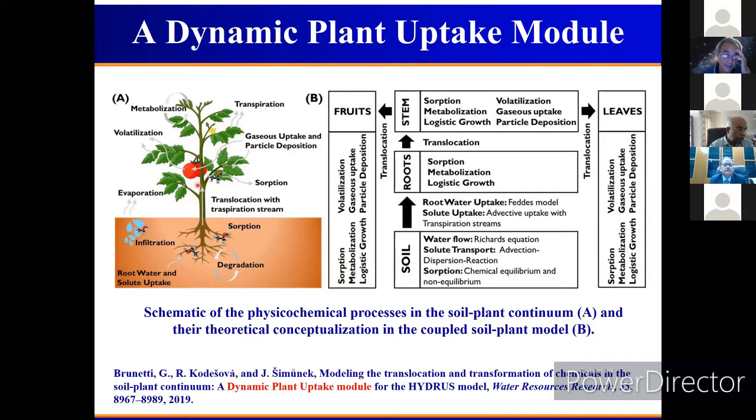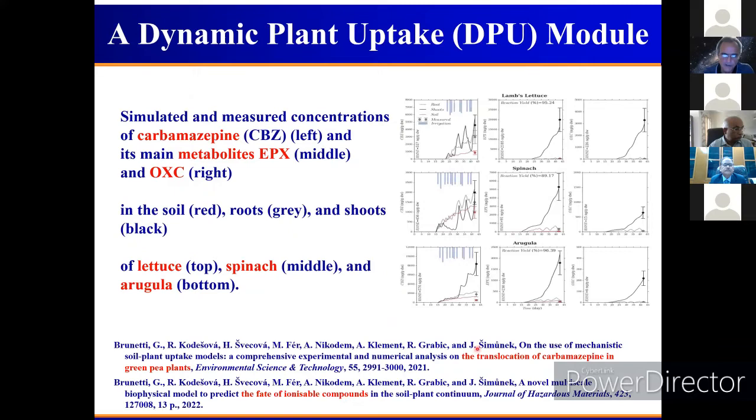So in this paper in WRR, we developed this module. And then in additional papers, we applied this module to experimental data collected in the laboratory using different plants, lettuce, spinach, arugula, where we applied the pharmaceutical. And then we had data on its presence in the plant, in the soil, in the roots, and also the concentration of the metabolites of this parent compound. And you can see we did some simulations.